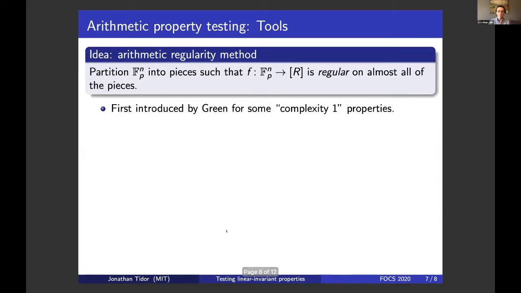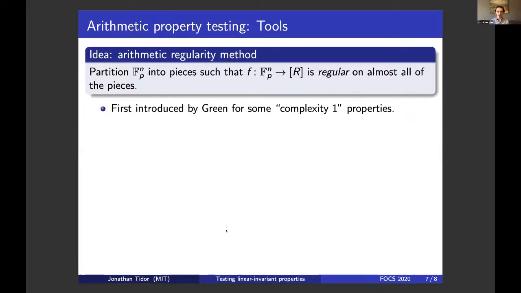So the main technique used in arithmetic property testing, and basically all of the past works I listed on that slide, is what's known as the arithmetic regularity method. And this is conceptually very similar to the graph regularity method, which has had a lot of success in studying graph property testing in the dense graph model.